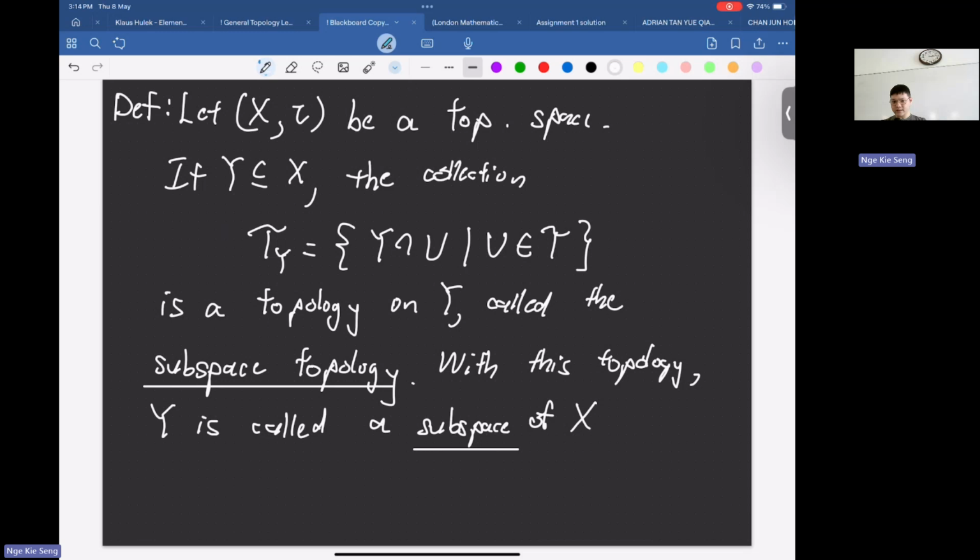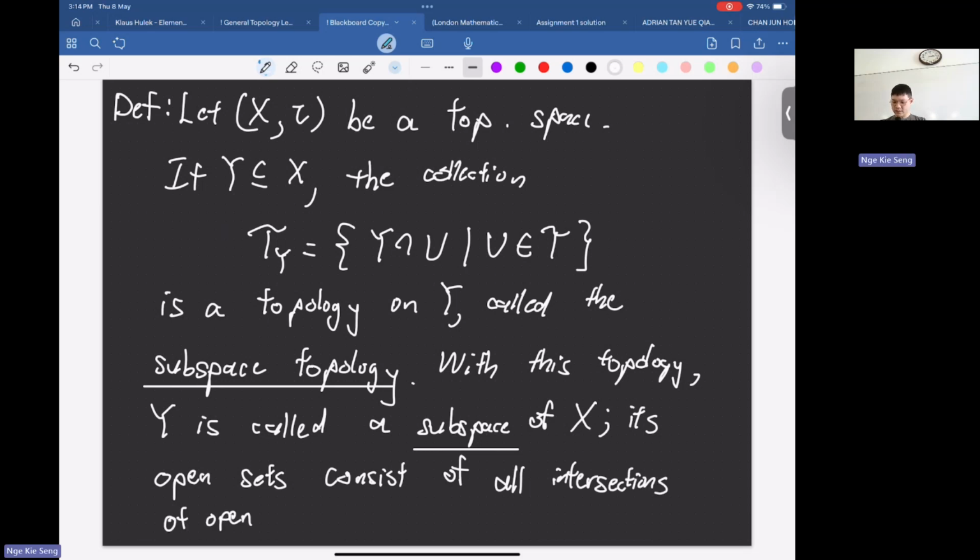So in other words, its open sets consist of all intersections of open sets of X with Y. Let me give you an example.